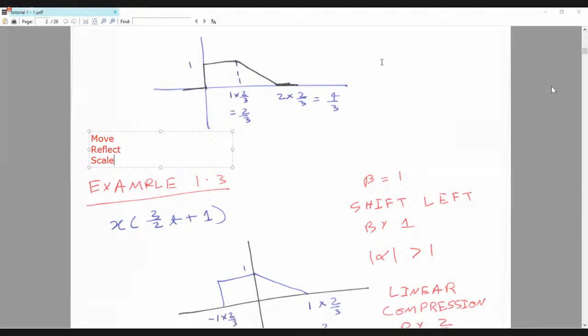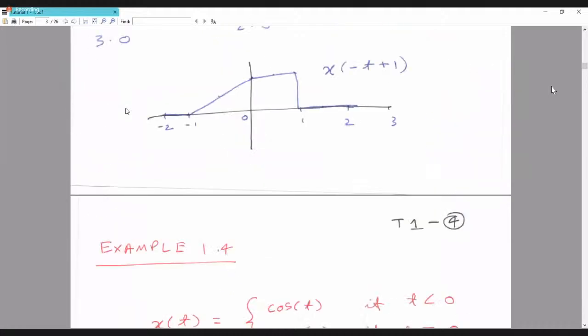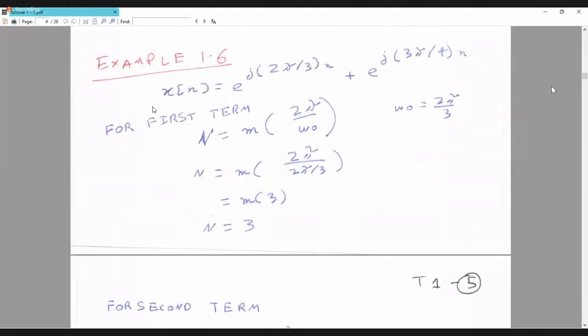Okay, so you can get questions like this. Then you can get questions like this one. Maybe this was in your quiz as well, I don't know. X of n is exponential j 2 pi n over 3 plus exponential j 3 pi over 4n. You calculate n naught for this one, you calculate n naught for this one, and then you combine them together.